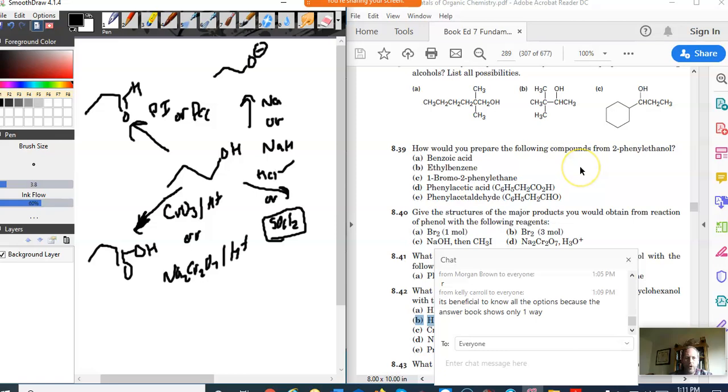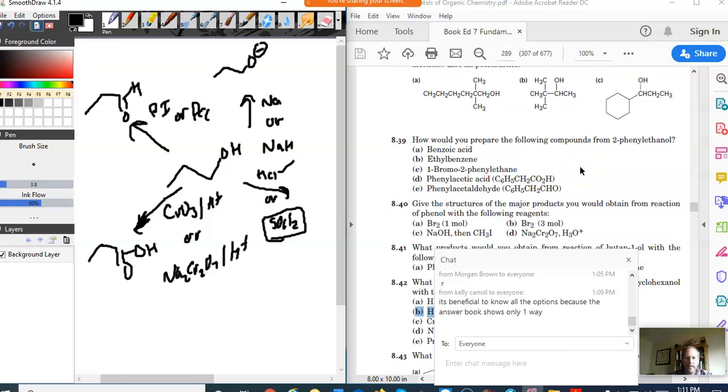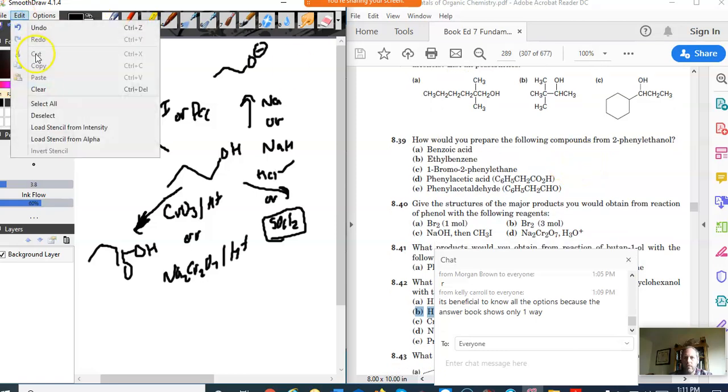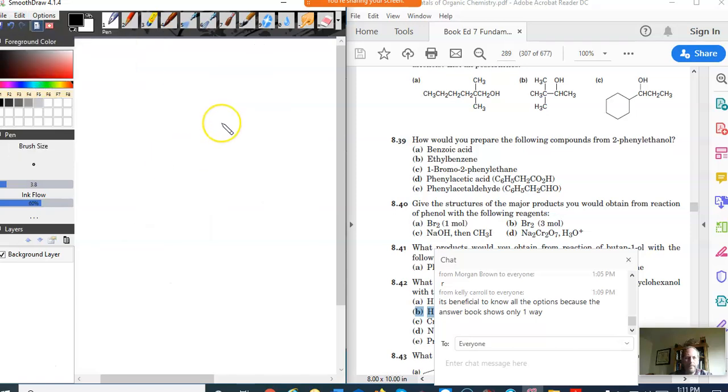All right, let's do 39. It's another synthesis problem. So do 39, and then maybe we'll do one more. I like doing the synthesis ones. We see the most bang for our buck with those. And then we'll find another one or two after that.